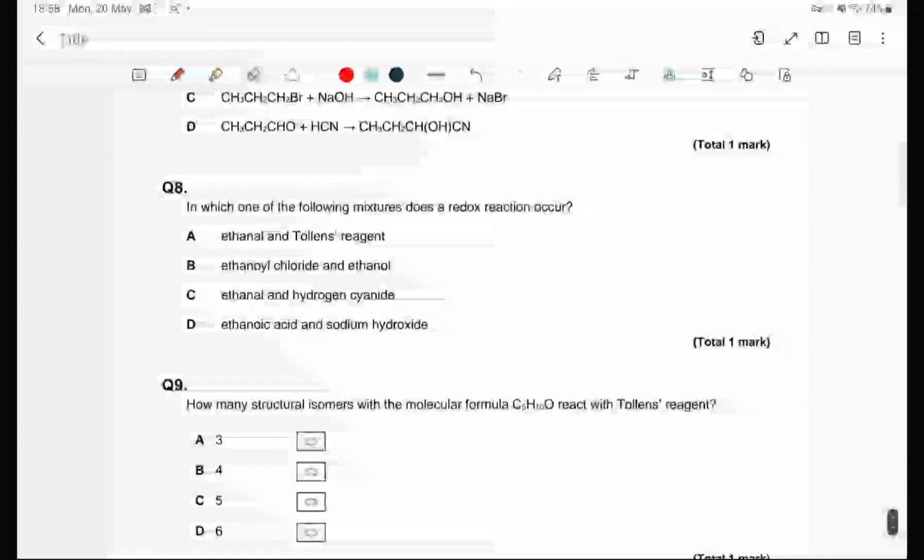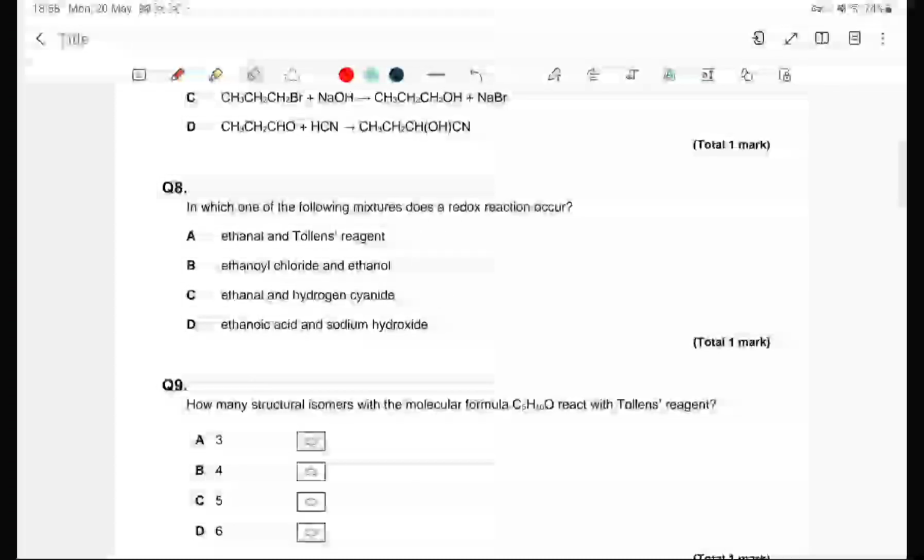Question 8. In which of the following mixtures does a redox reaction occur? So we've got ethanal and Tollens reagent. Tollens reagent is, of course, a silver ion in the presence of 2 ammonia ligands. That silver ion is turned into silver, so it is being reduced to form silver, which we then see as the silver mirror. If you're reducing the silver ions, then the ethanal must be being oxidized, and therefore it is a redox reaction.